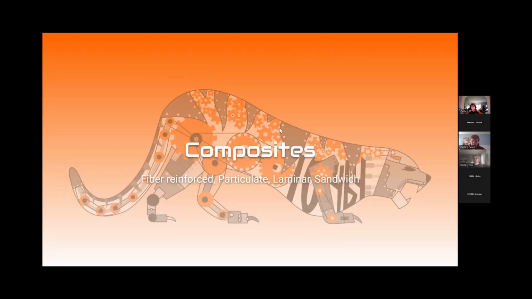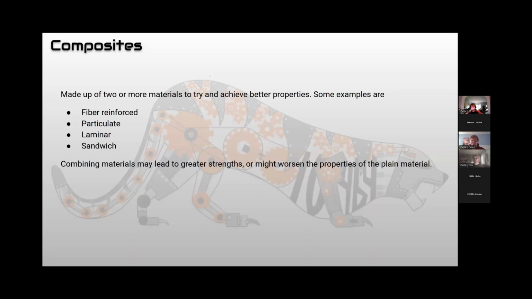Now we're going to get into the more complicated parts, composites. This is definitely where you want to get engaged with your community because there are a lot fewer sources online compared to finding it with your community as well. So composites are made up of multiple materials instead of one. Some more basic examples of these are fiber reinforced, particulate, laminar, and sandwich. These are just the names of the composites. This has nothing to do with what they're made of.